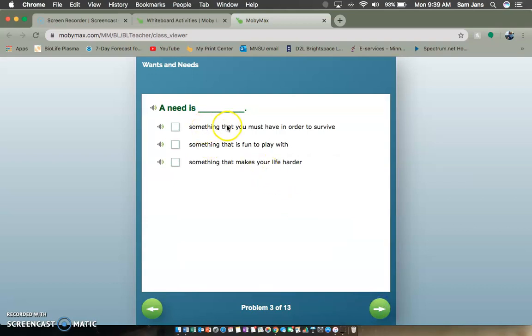Are those something that we must have in order to survive? Or is that something that makes our life harder? Well, food and water definitely don't make our life harder, so we know it's not going to be this one. And we already said that it's not something fun to play with, so that leaves us with one more answer here. And that is something that you must have in order to survive. So a need is something that you must have in order to survive.